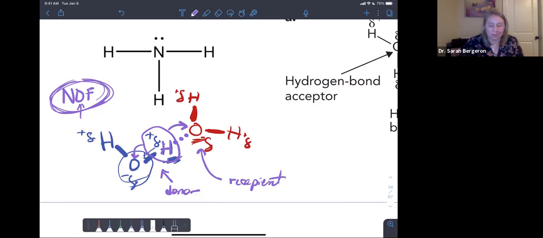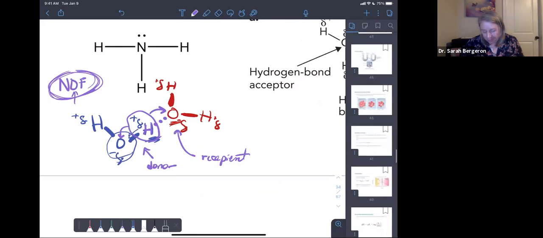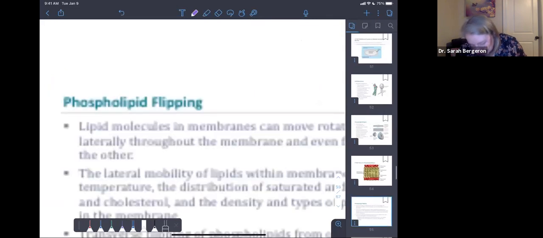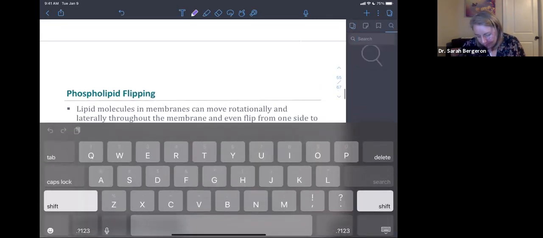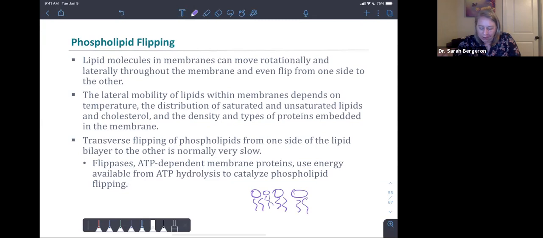Okay, so the next thing on my list was somebody asked about phospholipid flipping. That was at the end of this chapter. We know that phospholipids inside of a membrane are not stationary. We know that they move around a lot. So there are three different ways that they can move around. If you have a phospholipid bilayer, it looks like this, and you have some going back into the screen and some coming towards you, because it's three-dimensional, and I can't draw that very well.